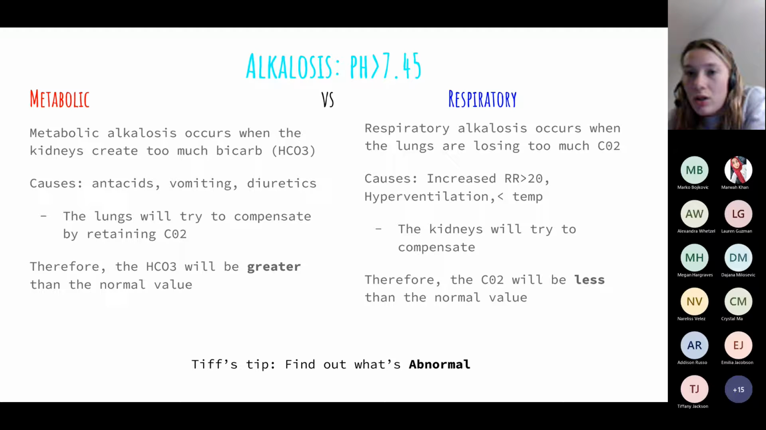When we have respiratory alkalosis, this happens when my lungs are losing too much CO2. So if I'm having an increased respiratory rate and I'm hyperventilating, breathing out and out and out, I'm going to be losing all of that acid from my carbon dioxide, so it's going to make us more alkalotic. So when we have respiratory alkalosis, my CO2 level is going to be pretty low. CO2 is an acid. If I don't have a lot of acid, I'm pretty much alkalotic. It's all about balance.